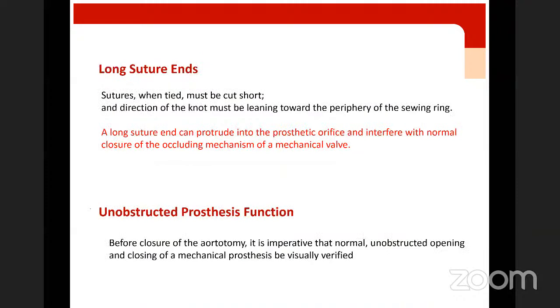Sutures when tied must be cut short. Long suture ends can protrude inside the valve orifice, interfering with normal closure of the mechanical valve. One also needs to check the prosthetic function and verify unobstructed opening and closing of the mechanical valve.